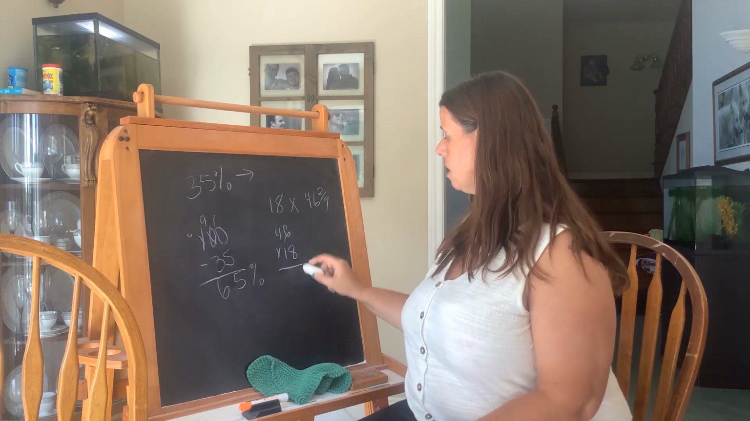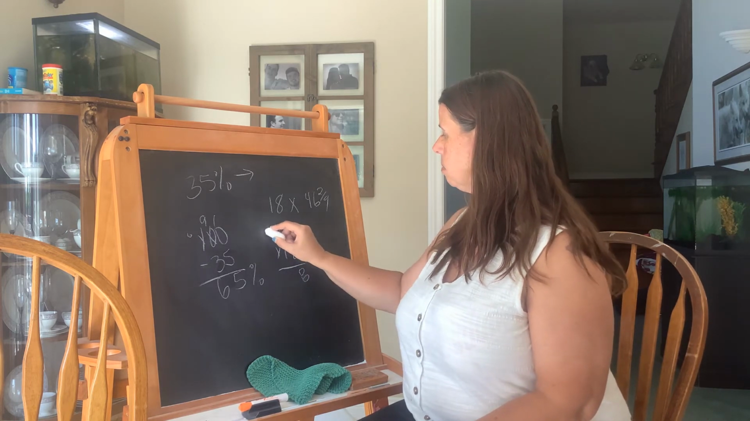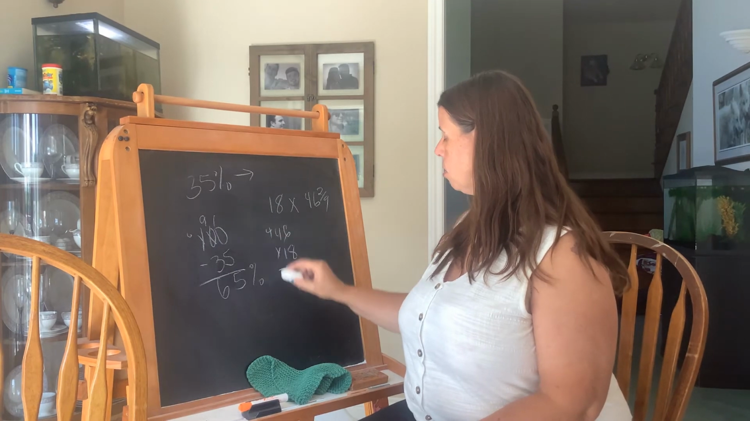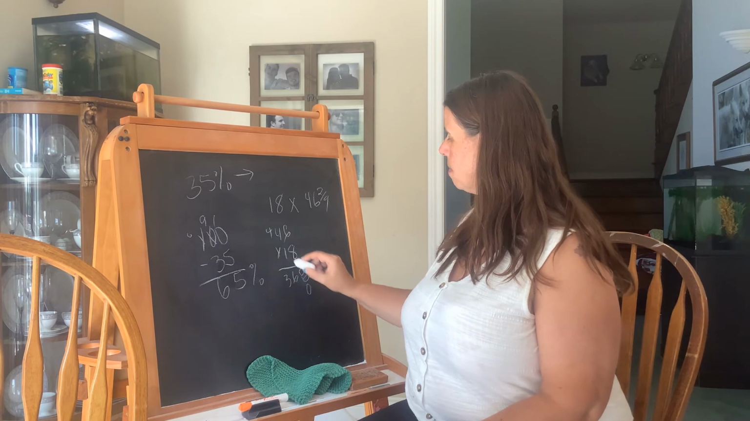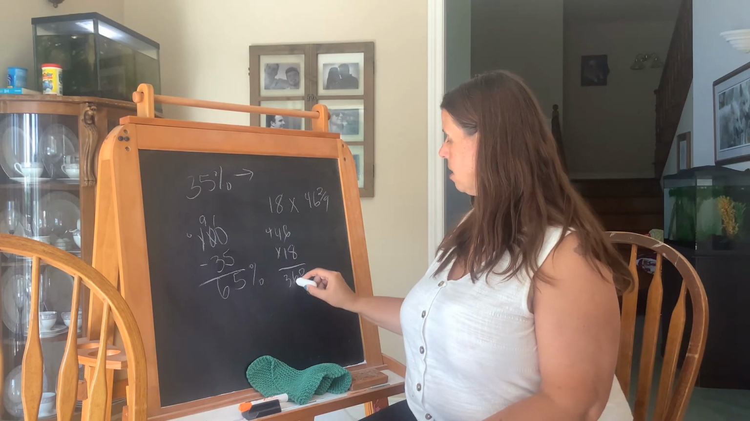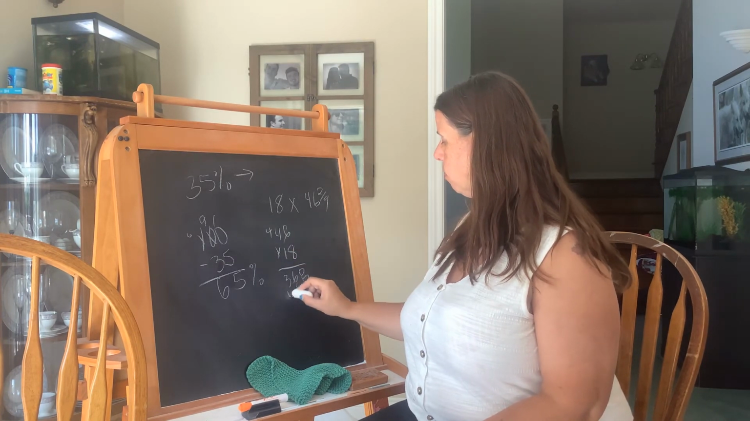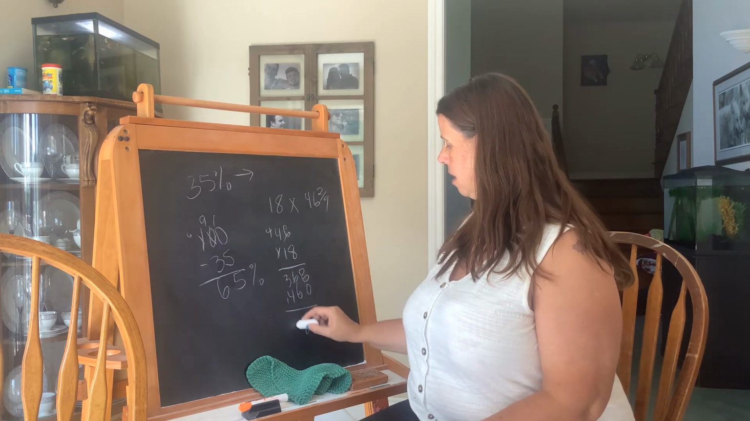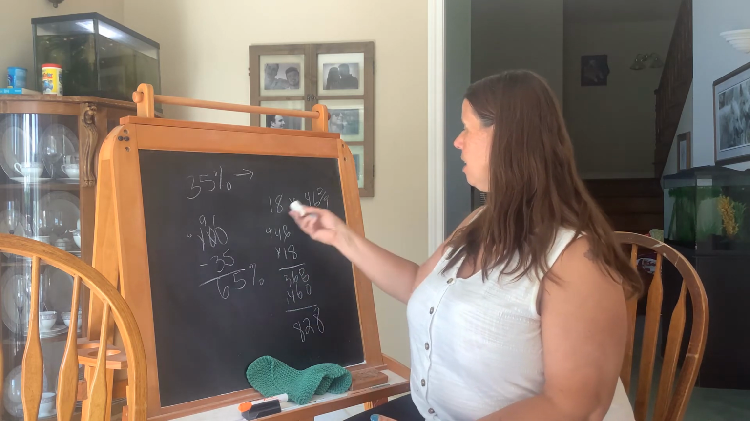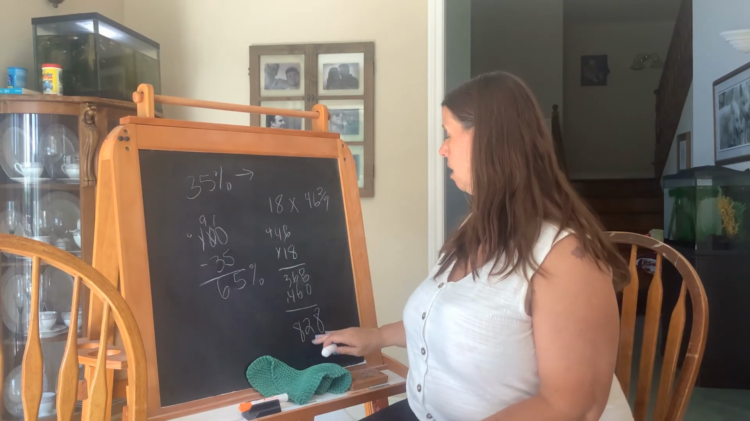So 8 times 6 is 48. Carry the 4. 8 times 4 is 32, and 4 is 36. Skip 1 over. 1 times 6 is 6. 1 times 4 is 4. 8, 12, 8. Okay, so 18 times 46 is 828.